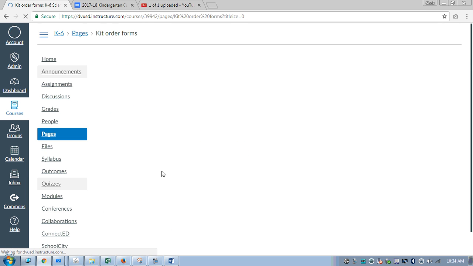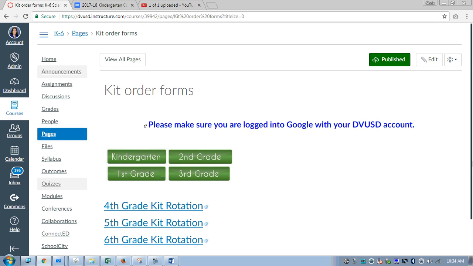In 4th grade, you don't order your own kit, they come on a rotation, and if you'd like to see what that rotation is, you can click on this 4th grade kit rotation, and then you'll see an image of what kits you should have on your campus, and if you have one or two teachers who are teaching 4th grade science, you'll see which kits you're getting in the fall, which kits you're getting in the spring.